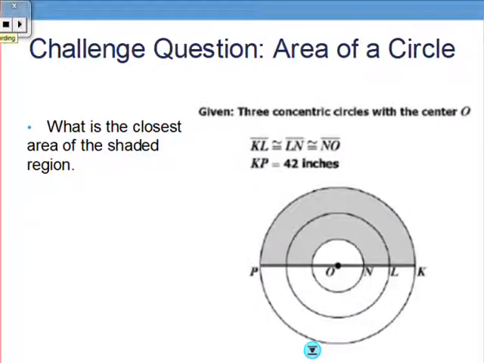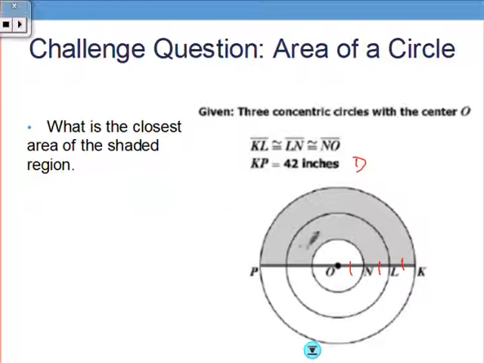Let's take a look at this question for area of a circle. So three concentric circles, so that's just three circles that all have the same center. And it says that KL is congruent to LN is congruent to NO. So that is equal to that is equal to that. And KP, the whole diameter, is 42 inches. That's the diameter. So what's the area of the shaded region?